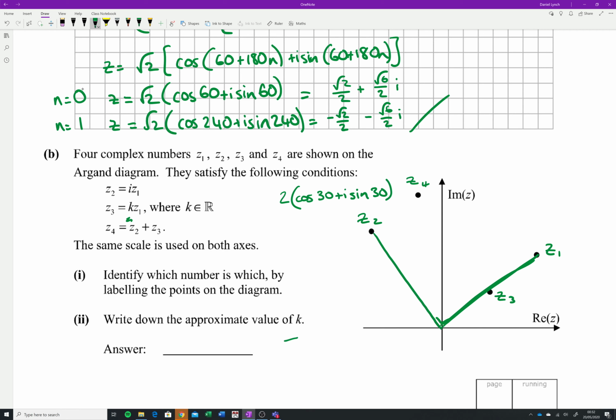And it says write down the approximate value of K. So what did we multiply by in order to go from Z1 to Z3? Well, it looks to be half the length. So you multiply by, as I gave an example, you multiply by half. Okay, that is a nice little bit of revision on complex numbers for you. Just make sure that you go through it. And we've done lots of questions in the past, so good idea just to have a look back over your book and go from there.